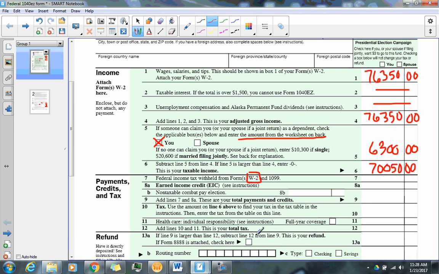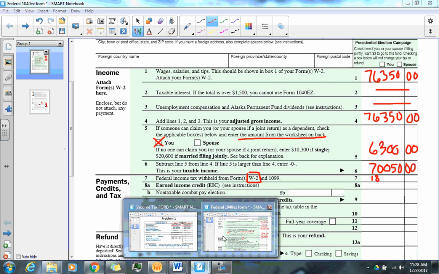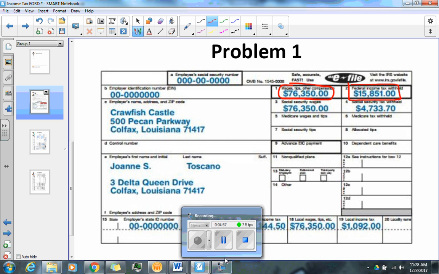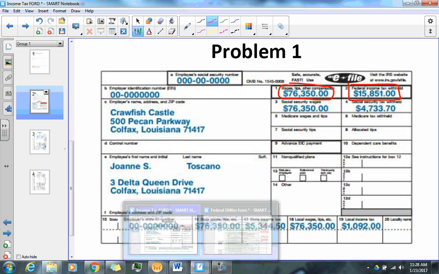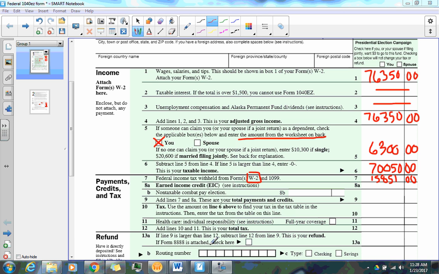15,851. That number is what's going on for this one right here. So 18,000, I just forgot again. 15,851. All right, I wrote it right now.